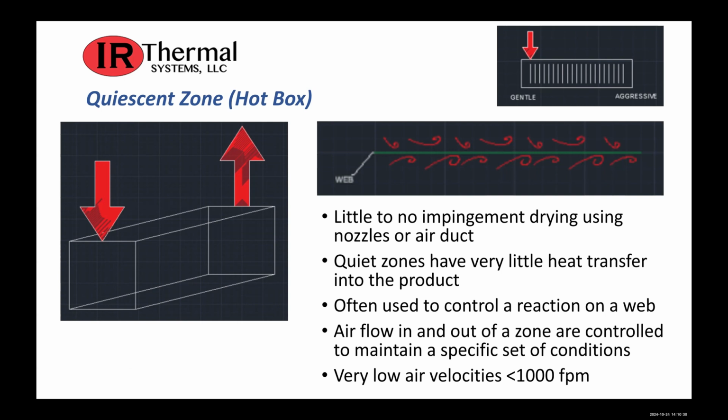So the first type of zone is a quiescent zone or hot box, and it's one of the most basic types. This type of zone has little to no impingement drying, and it is very quiet and has very little heat transfer. It's often used to control the reaction on a web. The airflow in and out of the zone is controlled to maintain a specific set of conditions, mainly temperature, velocity, and humidity. It's got very low velocities of around 1,000 feet per minute.